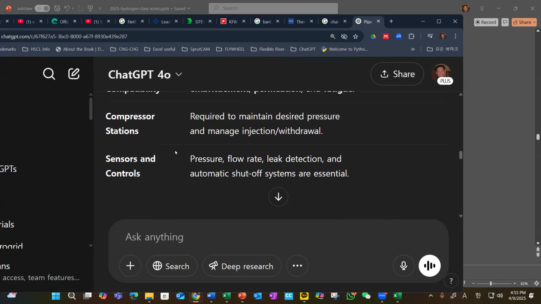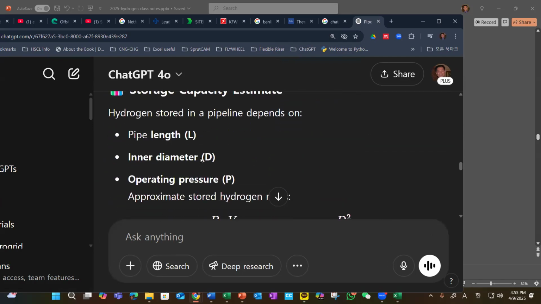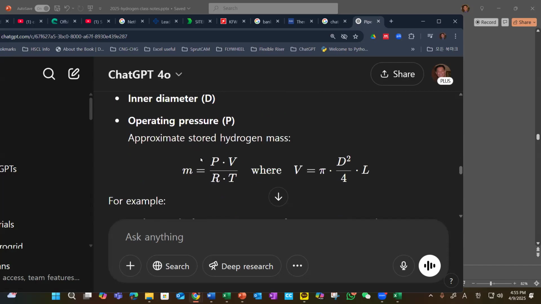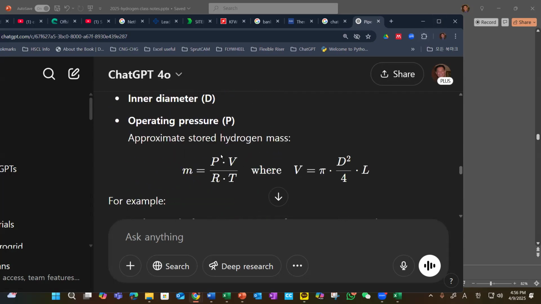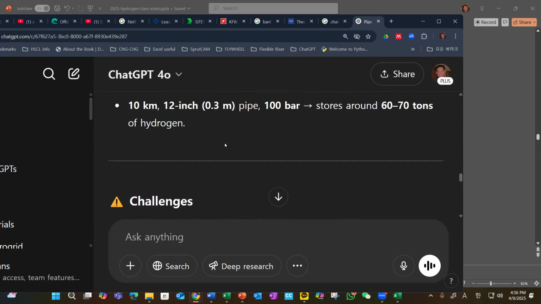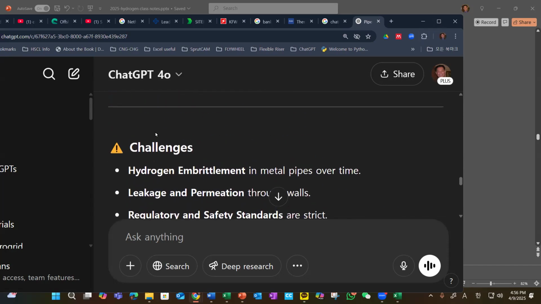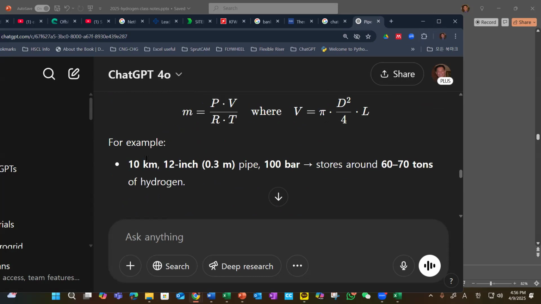Sensors and control systems can be used. Storage capacity estimate: pipe length, diameter, and operating pressure, and so on. And 10 kilometers, and then 60 to 70 tons of hydrogen. And there are challenges. Okay, well, they said 10 kilometers, 12 inch and 100 bar. Let's double check their calculations.